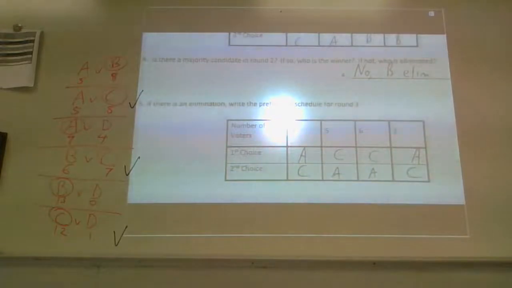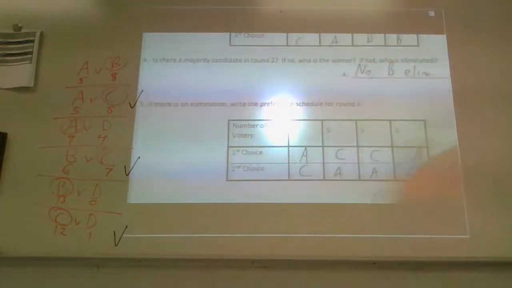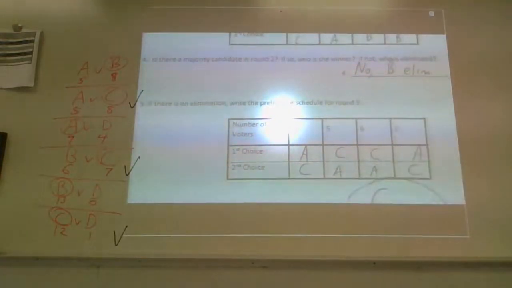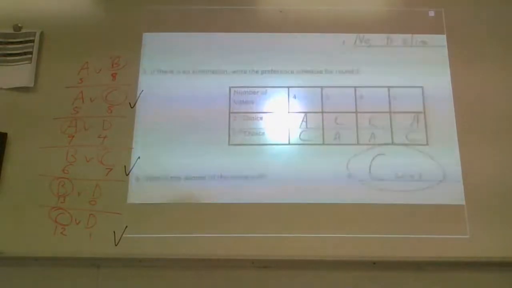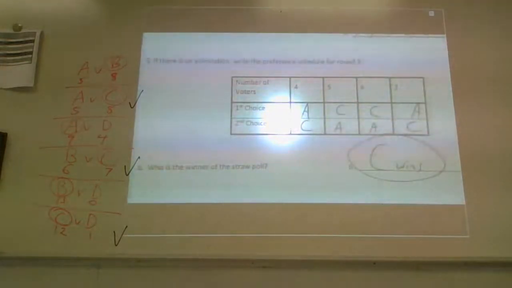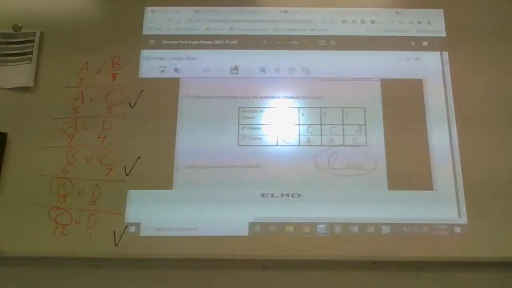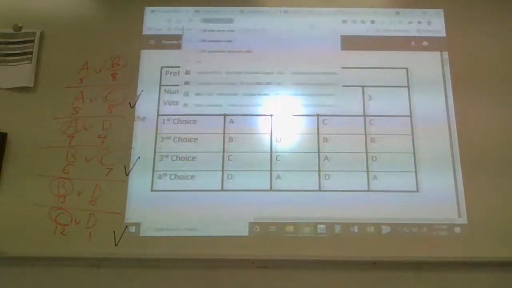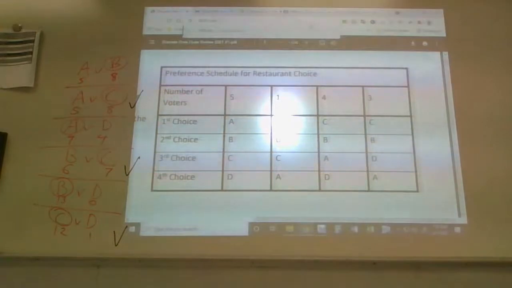Who is the winner of the straw poll? C wins. That's what we ended up doing before with the original preference schedule. Weird. Plurality with elimination, like I said, one of the more famous examples is how they select the Olympic city.